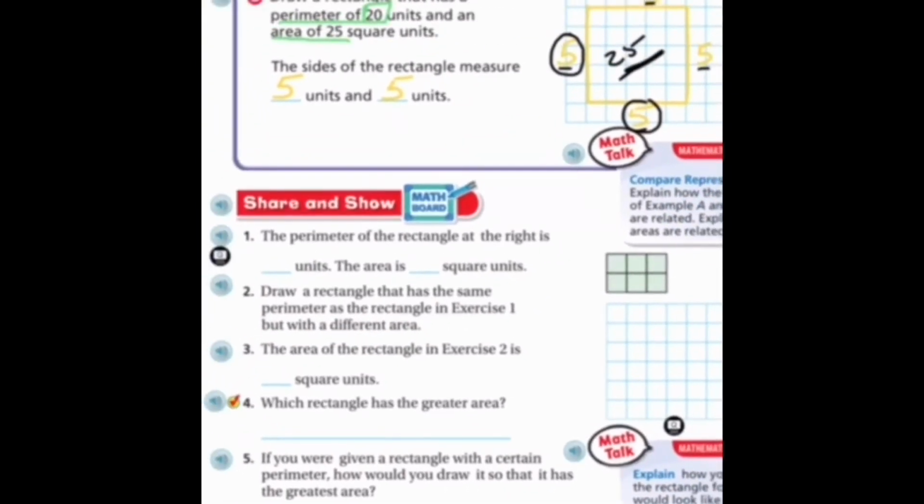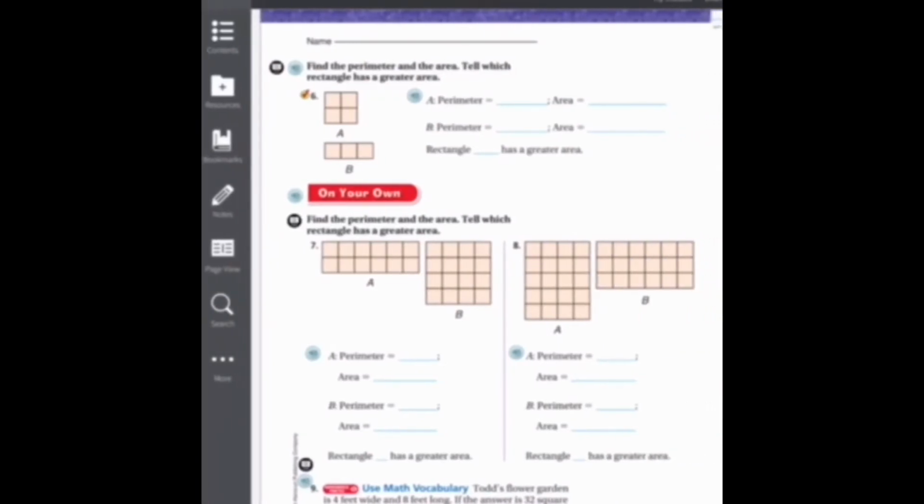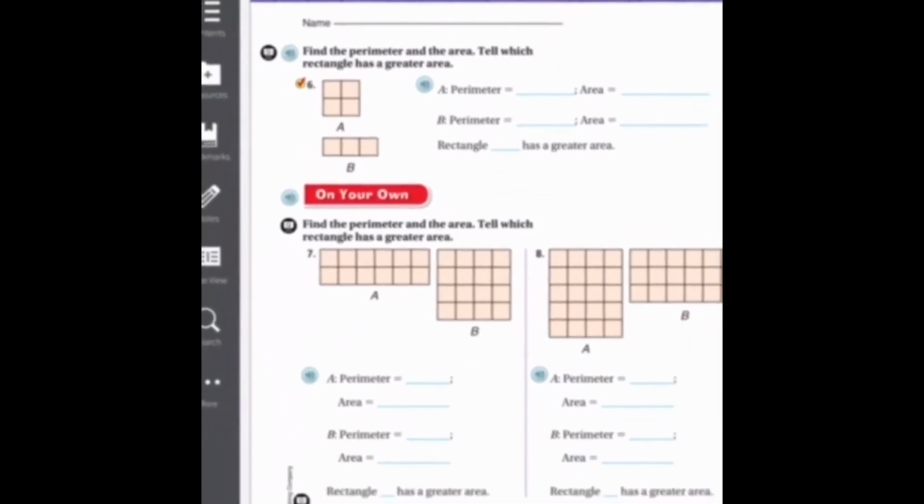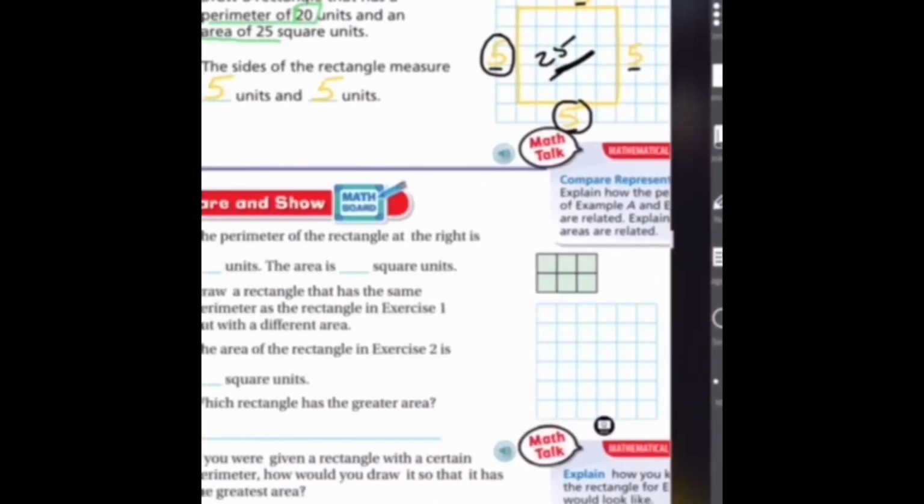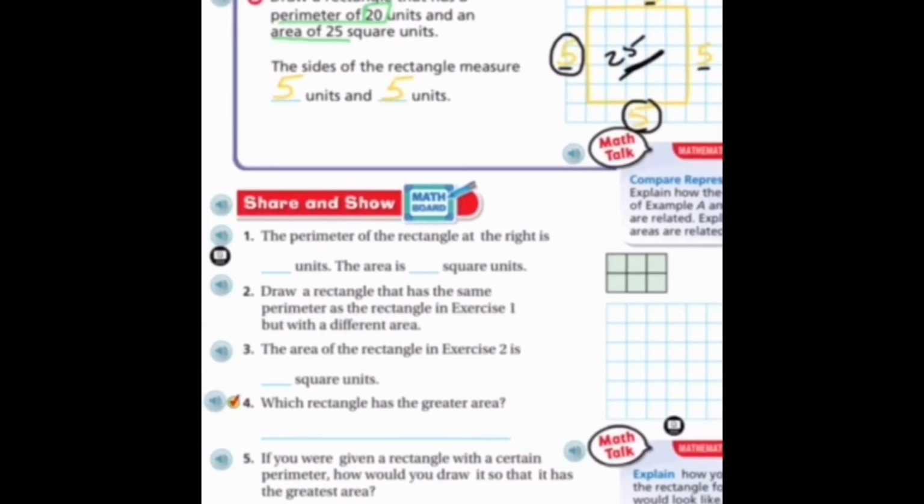So my suggestion today for share and show, boys and girls, is to pause the video, do 1, 2, 3, 4, 5, and number 6 on this next page. Once you've done those, start the video again to check your work, and then you can see your answers. So go ahead and pause the video at this time and do your work.